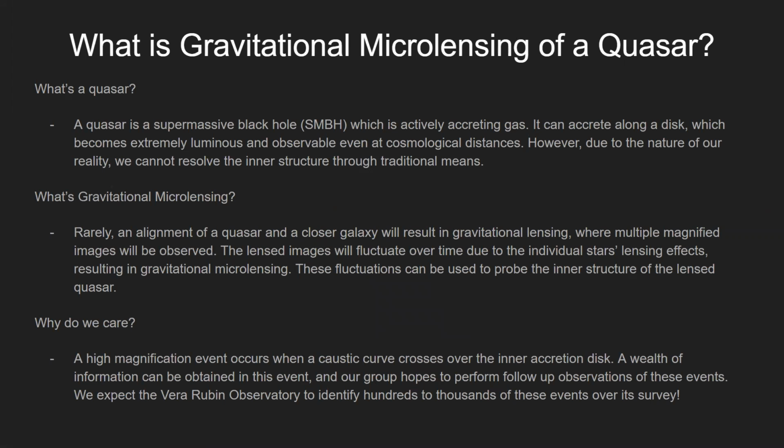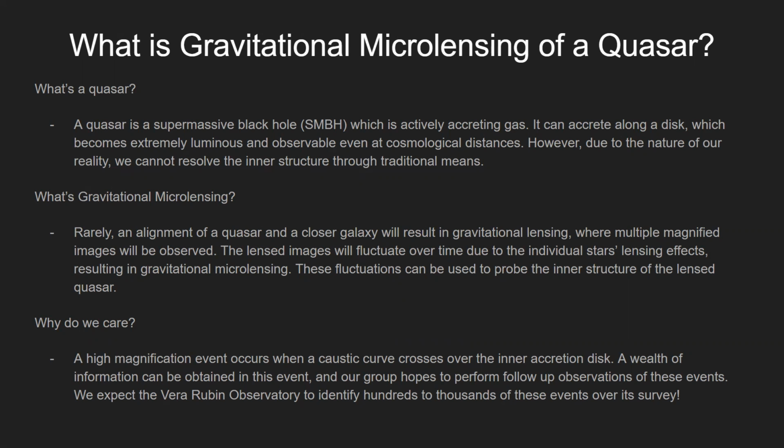First, we should outline the problem. A quasar is a supermassive black hole which is actively accreting gas. This accreted gas becomes extremely luminous and observable even at cosmological distances. However, due to these distances, we cannot resolve the inner structure traditionally.